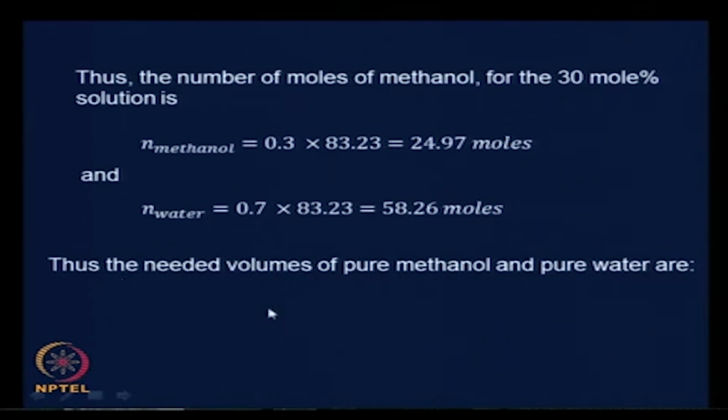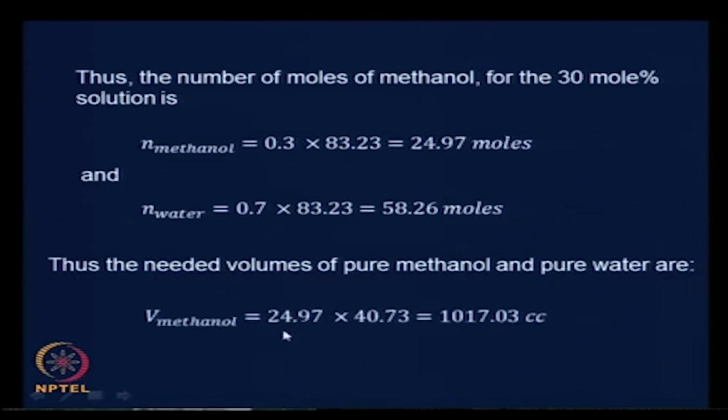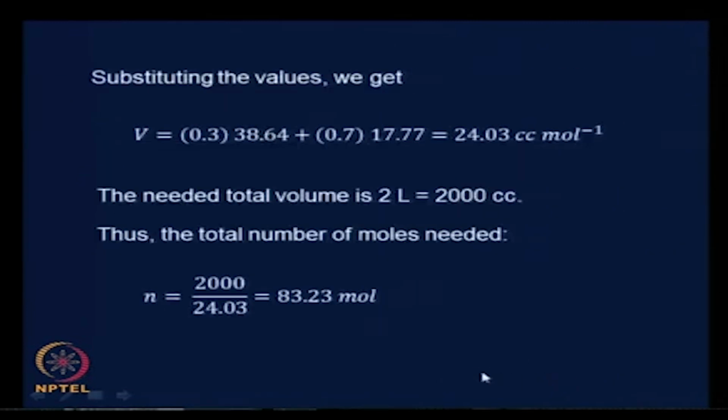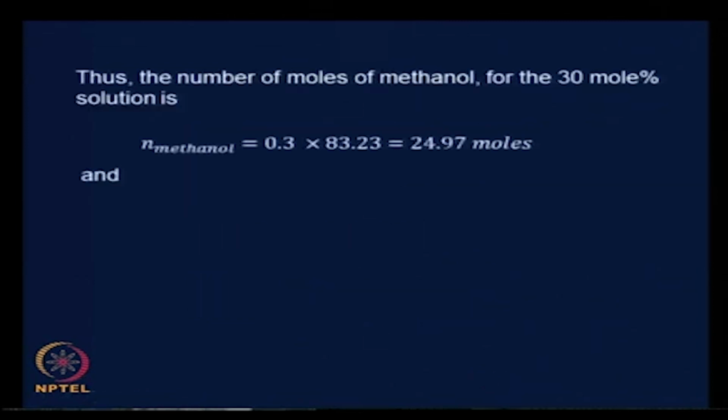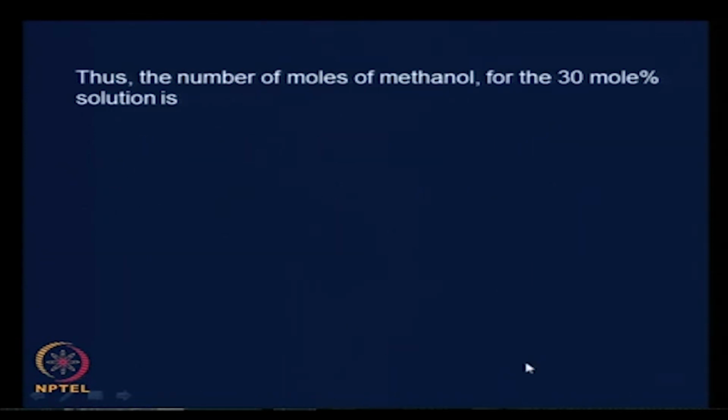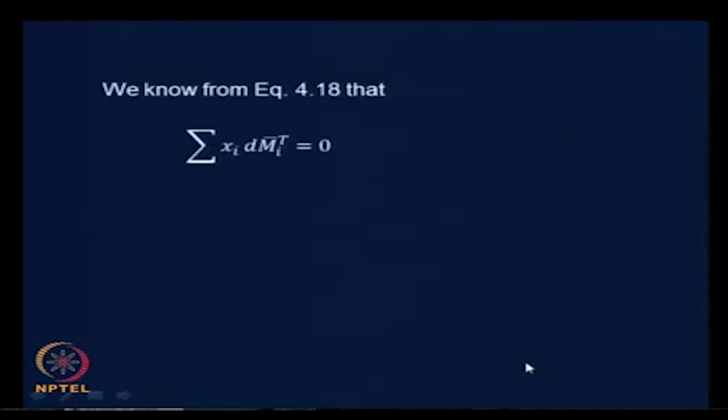And therefore, the needed volumes of pure methanol and pure water, this is what we needed to find to make up the 2 liters of the required 30% methanol solution, is nothing but 24.97 times 40.73. We got this 40.73, this is the number of moles, and this is the molar volume that was given to us right in the beginning. Let us go back and just check it out here.